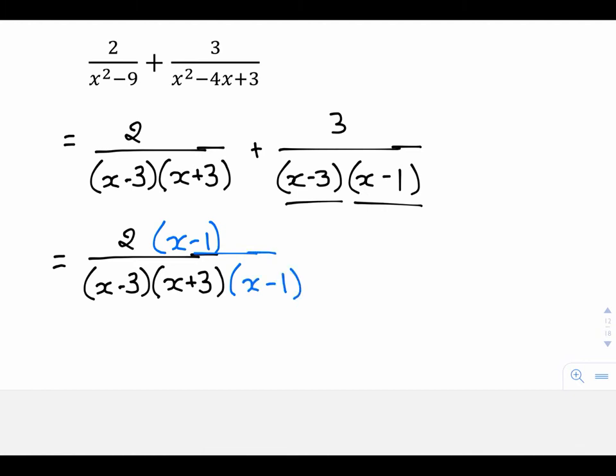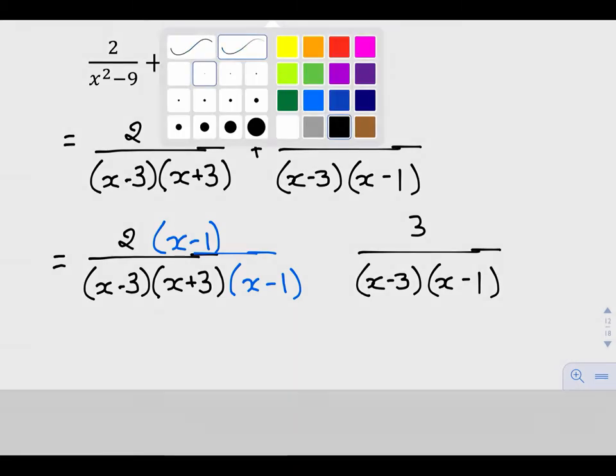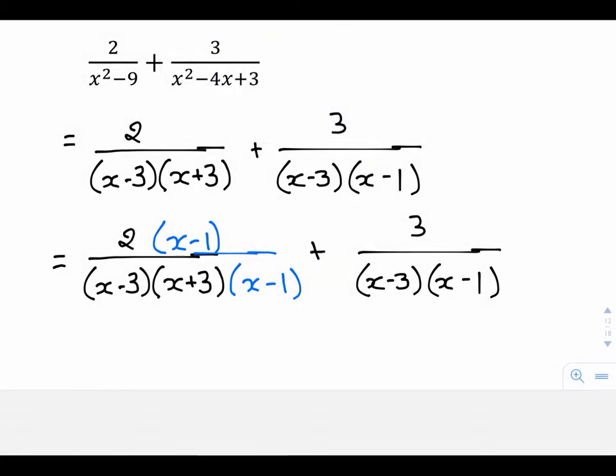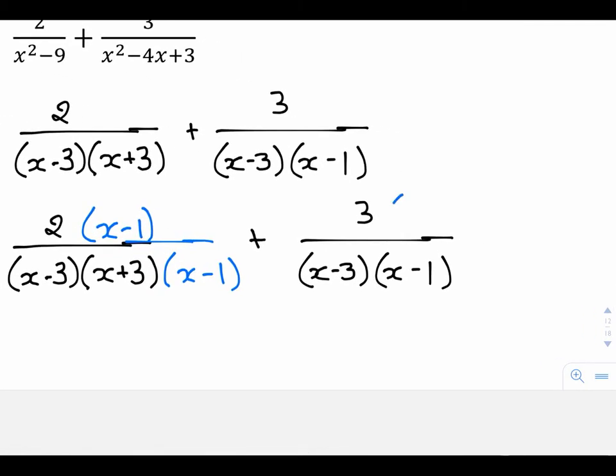And as for the second fraction, I need it to have the x plus 3 term. So here, I'm going to have a plus sign in the middle, but I want it to have x plus 3. Again, I'm writing the stuff in blue to indicate the changes that I'm making to each fraction.